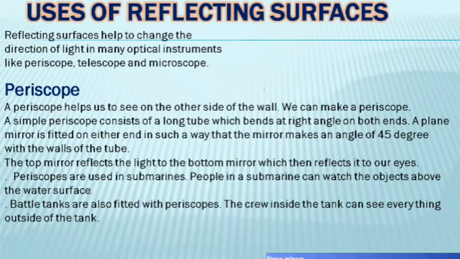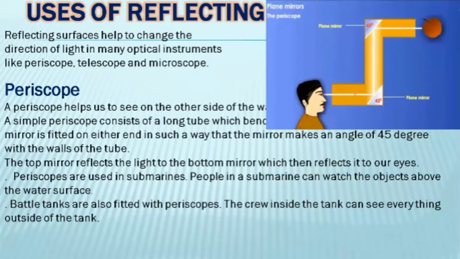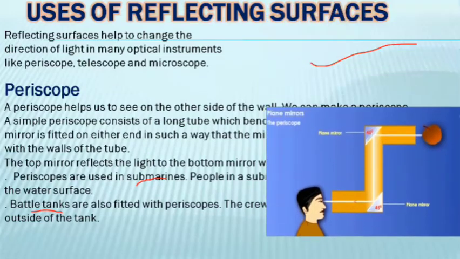The simple periscope has just a long tube-like structure like this, and here we place two mirrors. Plane mirrors are used here, at 45 degree angles. So we look from here; light striking the object comes in this direction, changes its direction by 45 degrees, then strikes over there and reflects back into our eyes. So if there is a wall here, we can see over the wall. We can use the periscope in submarines and in battle tanks also.